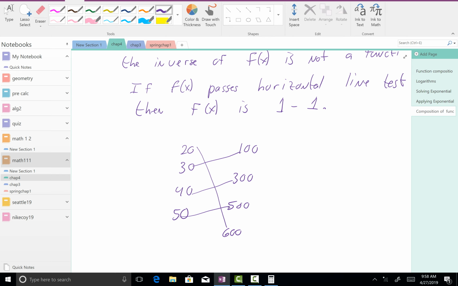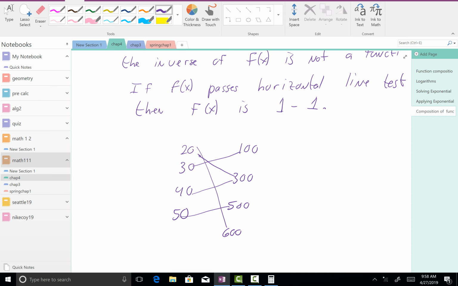But as soon as I do this, now what happens? Where's this going? 40 and not 1 to 1. Okay, as soon as I do that, we got a problem.